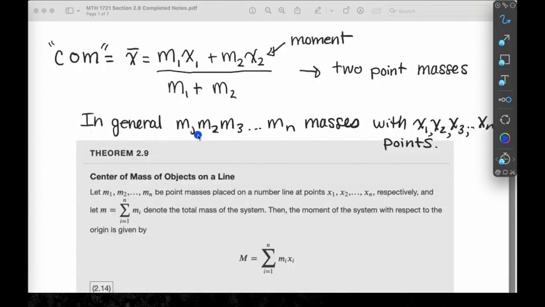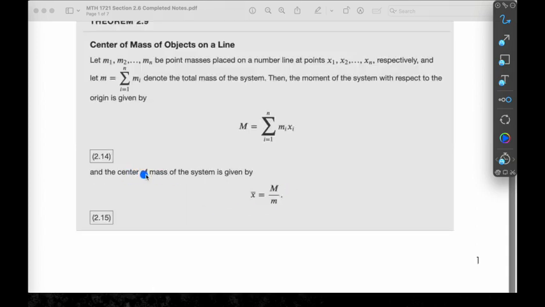In general, if you have n masses and you have n points from the center, the distance from the center, then in general, the moment is going to be defined as taking each of those masses and multiplying it by the corresponding distance from the center, and then we add them all up. Then we get the center of mass by taking the moment and dividing it by the total mass. And that's defined right here. The total mass is just adding up all the masses.